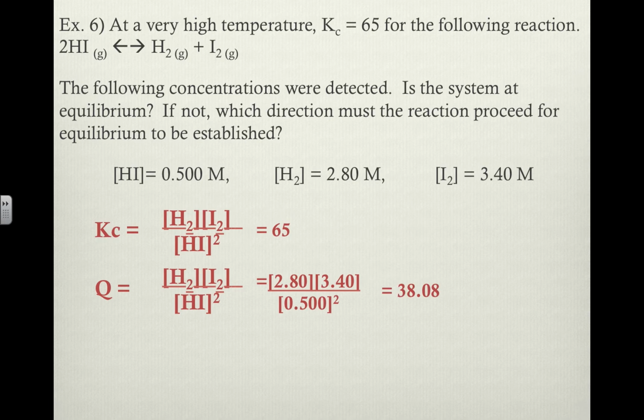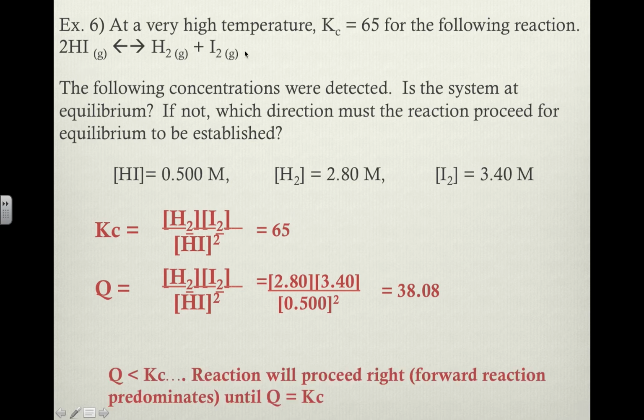Well, 38 is not equal to 65, so we're not at equilibrium. The question is, which way will the reaction proceed in order for equilibrium to be established? Okay, so Q is less than 65, which means if we want that to get up to 65, we need our products, our numerator, to increase and our denominator, our reactants, to decrease. So if we're going more this way, we're going to go to the right, then we're going to say that the reaction will proceed right, or that the forward reaction will predominate until Q equals Kc. And once those two are equal, then we're at equilibrium.